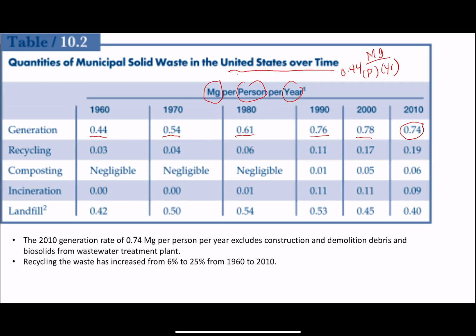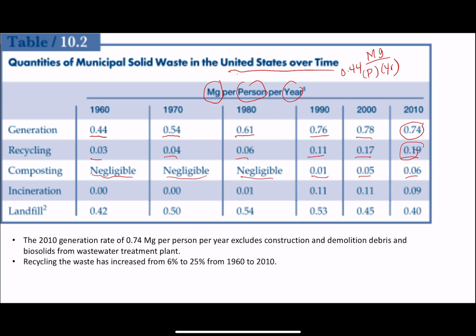How much is recycling? How many million grams per person per year were recycled in the 1960s? 0.03, 0.04 in 1970, 0.06 in 1980, 0.11 in 1990, 0.17 in 2000, 0.19. That's huge. So you can see that there is an increase in recycling over time. 0.19 million grams per person per year is a huge amount of recycling. Composting was not a big matter in the 60s, negligible in the 70s, negligible in the 80s. Now they start doing this in 1990, 0.01 million grams. Then 0.05 and 0.06, and this is increasing with time.